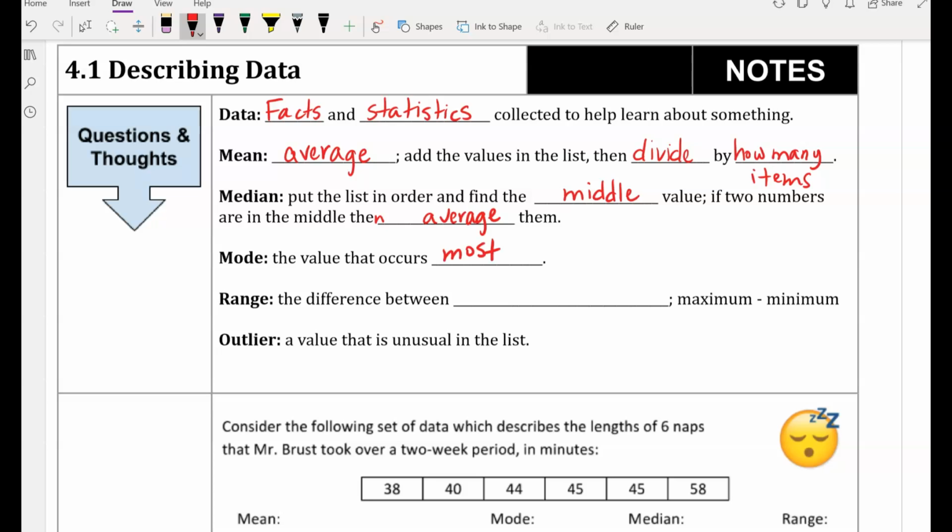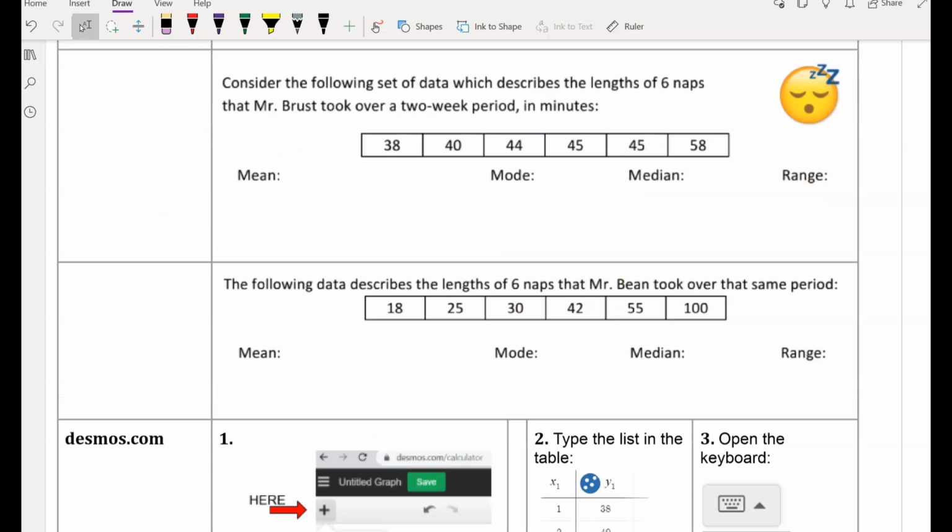The mode is the value that occurs the most in the list. Not every list will have a mode. The range is the difference between the largest and the smallest value in the list. In other words, the maximum minus the minimum. An outlier is just a value that's unusual in the list. Either it's way bigger than any other value or it's way smaller than any other value in the list.